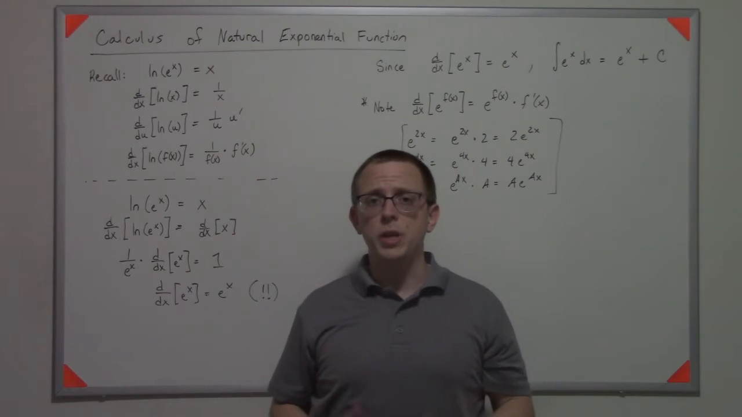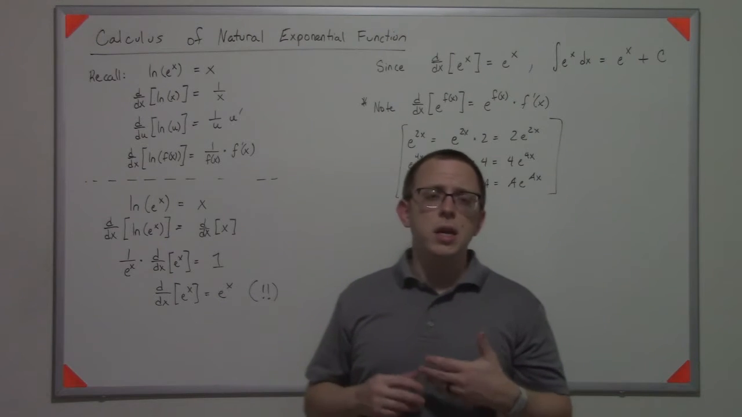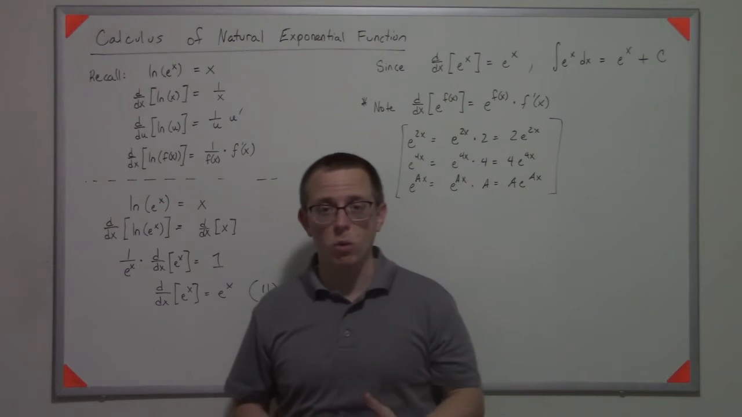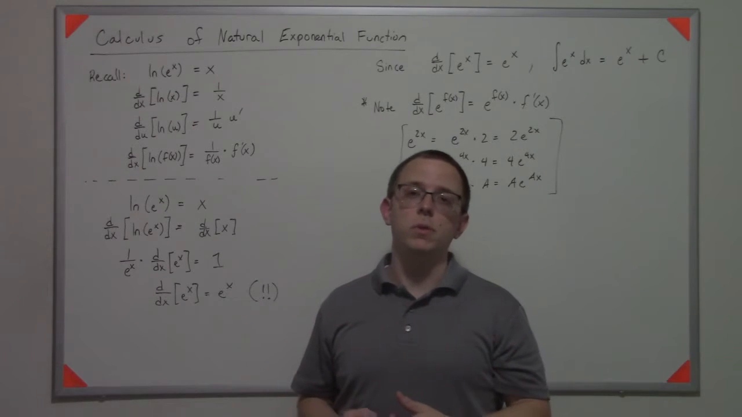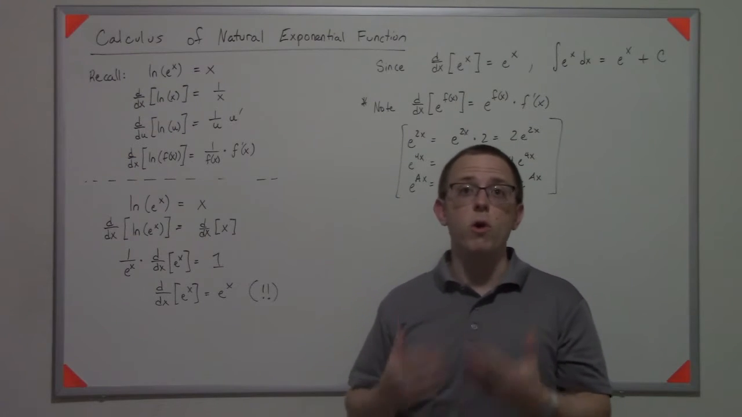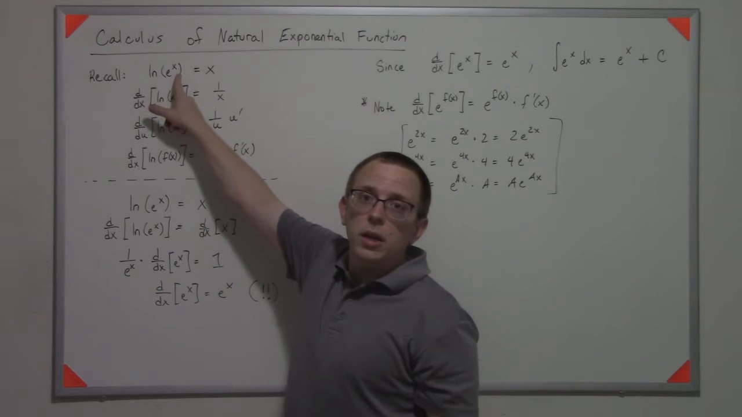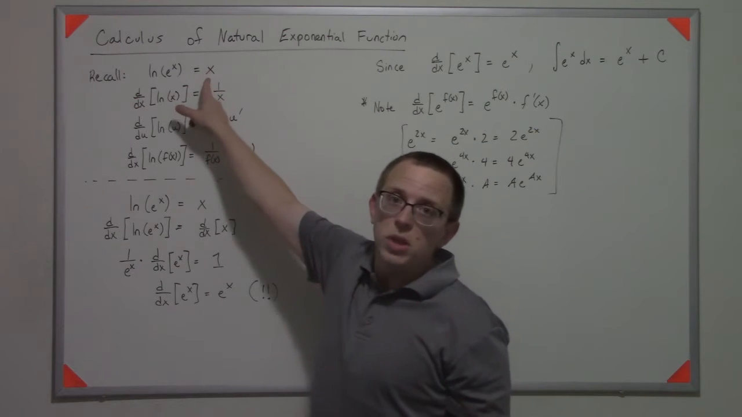Now that we've introduced the idea of the natural exponential function and done a few examples, it's helpful to start talking about calculus, since that's the domain of what we're talking about anyway. The way we can talk about the calculus of that e function is to recall some of the things we've already learned. For instance, we know that the natural log and e to the x are inverse functions. So natural log of e to the x equals x.